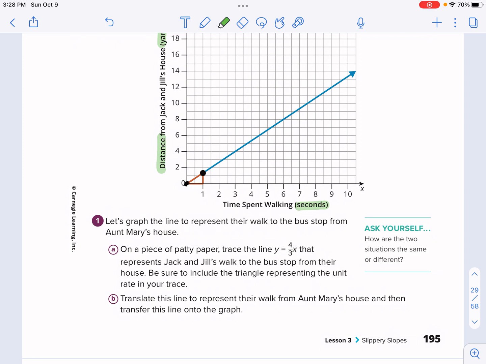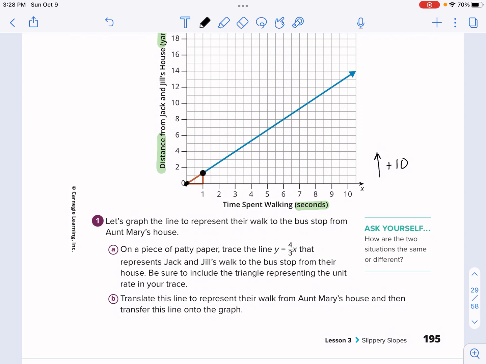So B, it says translate this line to represent their walk from Aunt Mary's house, and then transfer this line onto the graph. So what you're going to do here is you're going to increase everything. Also, I'll put plus 10. So every single point is going to be increased plus 10.